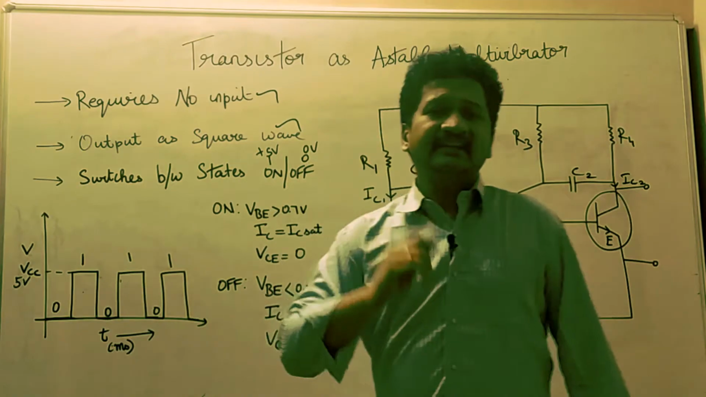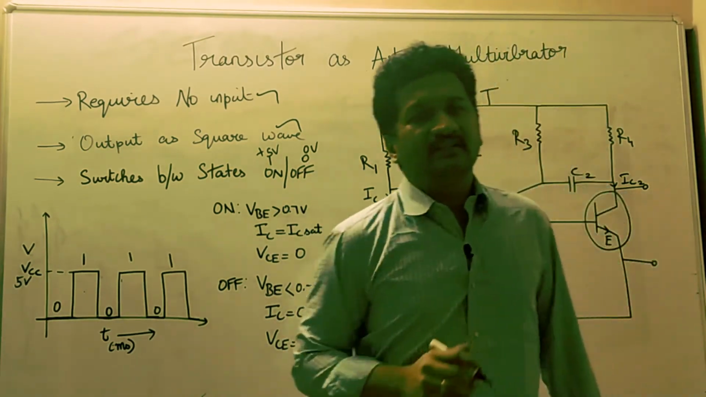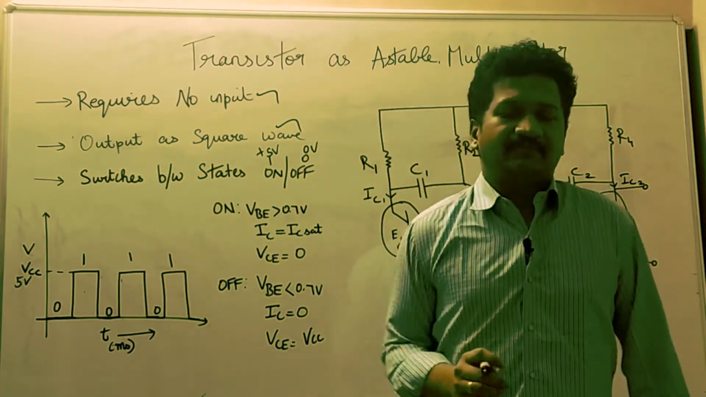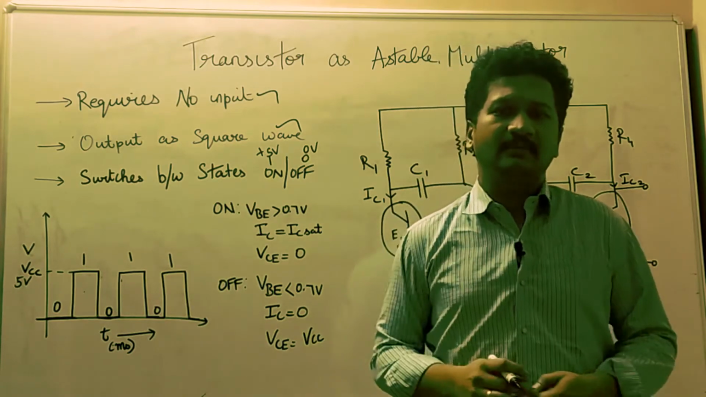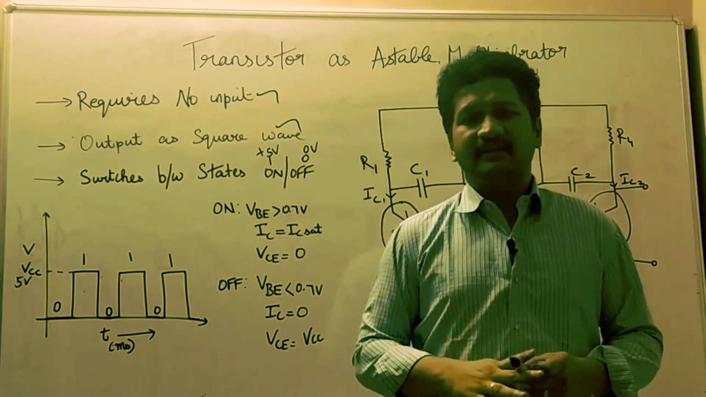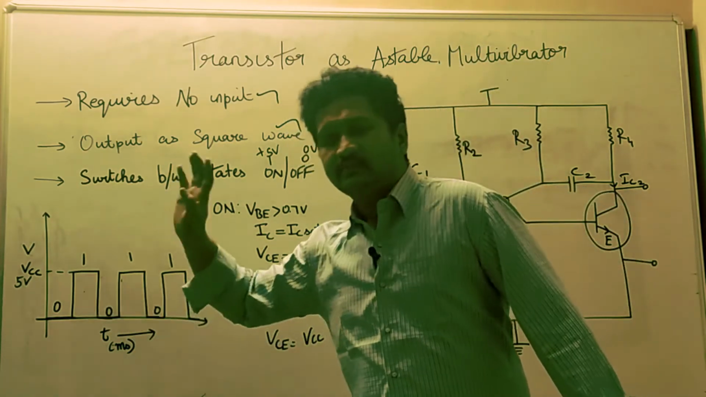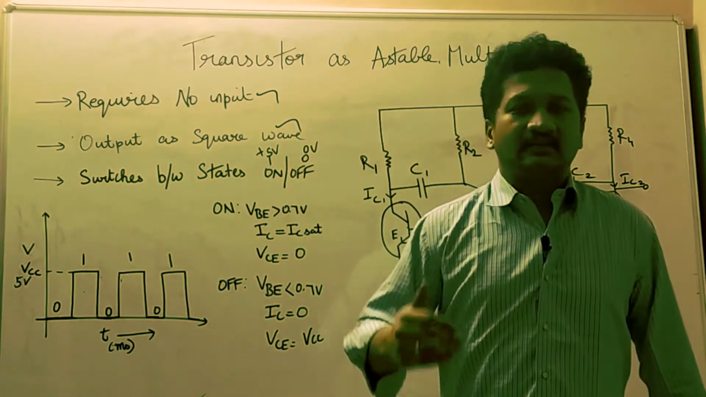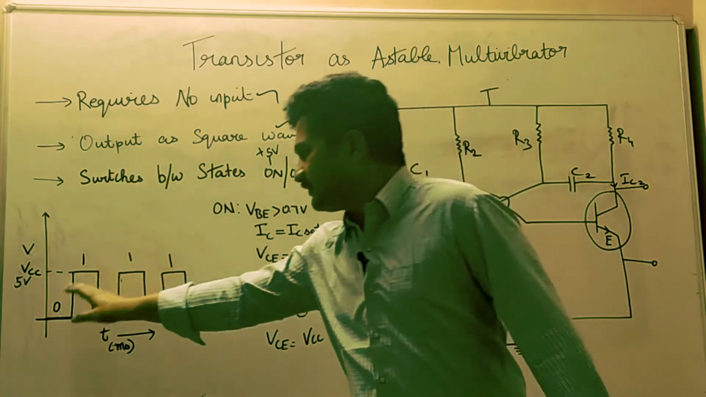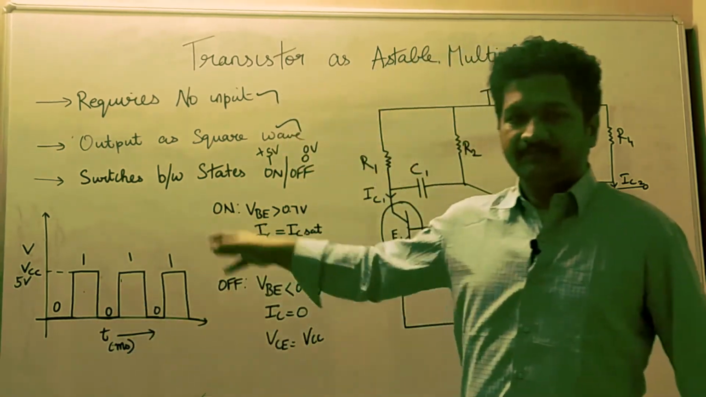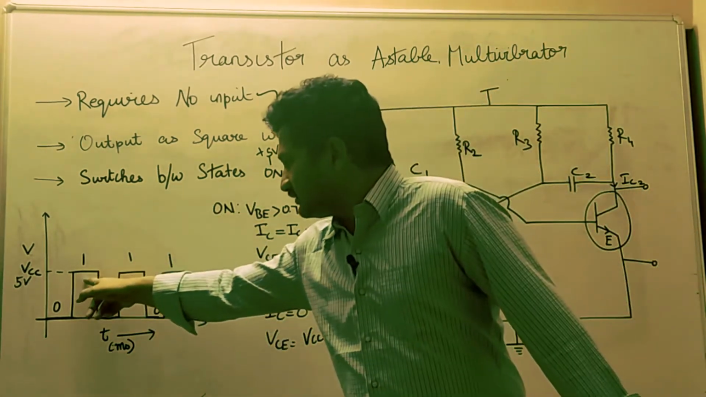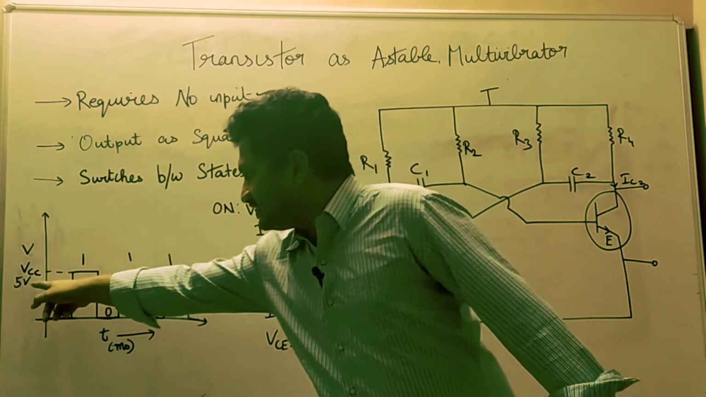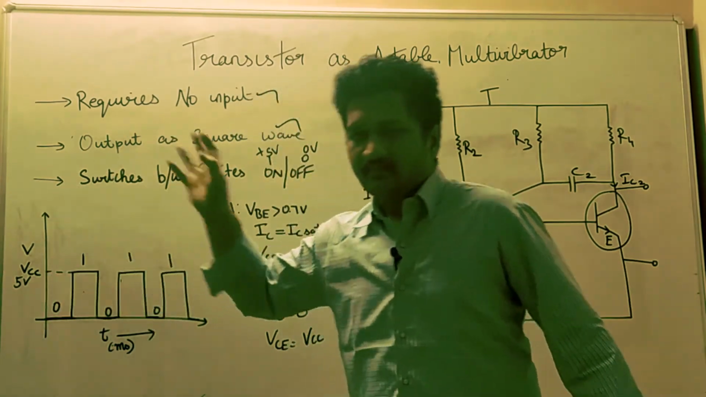So there are various types of multivibrator. The first one is the astable multivibrator. The second type is the monostable multivibrator. An astable multivibrator is one which keeps on switching between states 0 and 1. The word astable means it is not stable. It switches between 0 and 1 continuously.